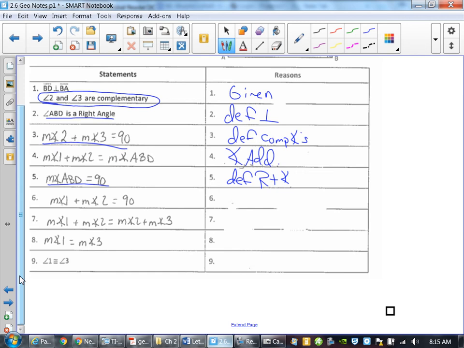We go back to where we started. We have a right angle. We use complementary angle addition to show that two angles add up to equal ABD. We know that ABD is a right angle, which means ABD has to equal 90, which means the two angles that make up ABD also add up to equal 90. Substitution.